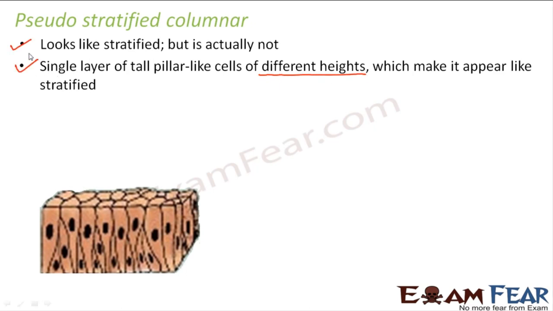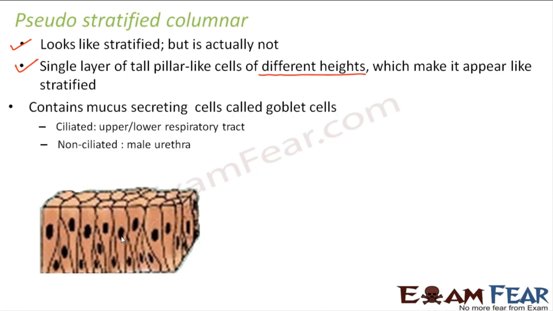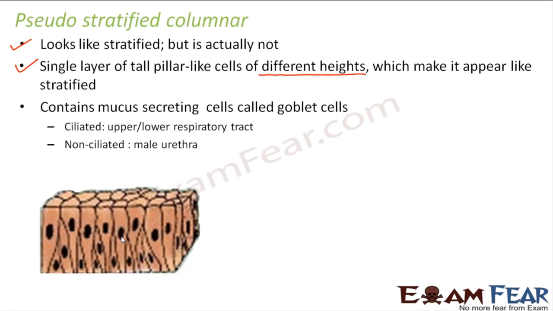This difference in heights of the columnar cells, the pillar-like cells, is why they look stratified. It appears as if they are present in multiple layers. They contain mucus-secreting cells called goblet cells. So the pseudostratified columnar epithelium contains this special type of cell, which secretes mucus.